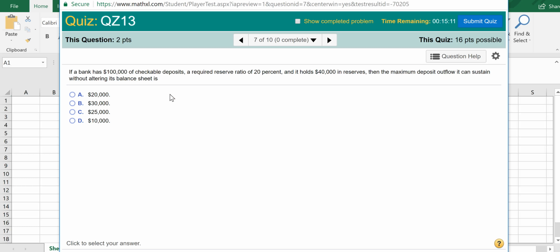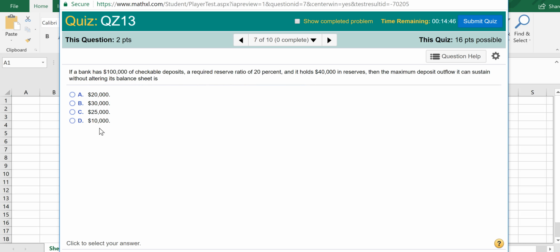This is question number 7 of quiz 13. If a bank has $100,000 of checkable deposits, a required reserve ratio of 20%, and it holds $40,000 in reserves, then the maximum deposit outflow it can sustain without altering its balance sheet is... We have 4 choices here.